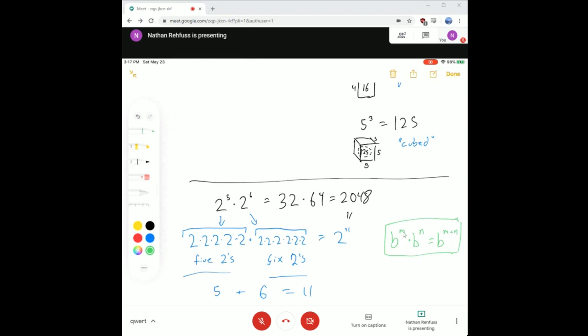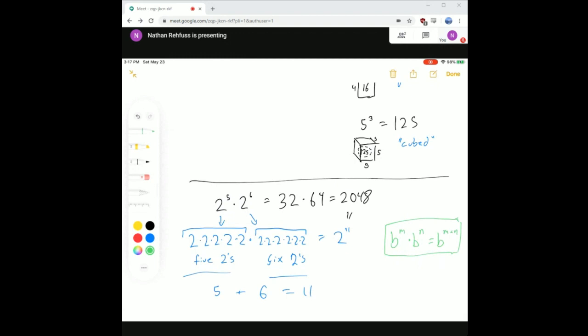So variables follow all the same rules as numbers, except that we don't know what number they are. So here I'm saying no matter what 3 numbers I pick, b, m, and n, I have m copies of b here and n copies of b here. So together I must have m plus n copies of b. So this is the first of our exponent properties. I'll put a table at the bottom of the notes, but we're about to make 5 or 6 of these, I think, different exponent properties.